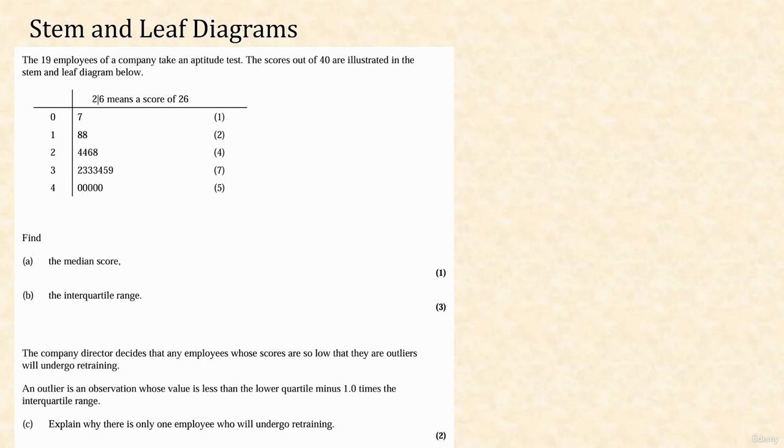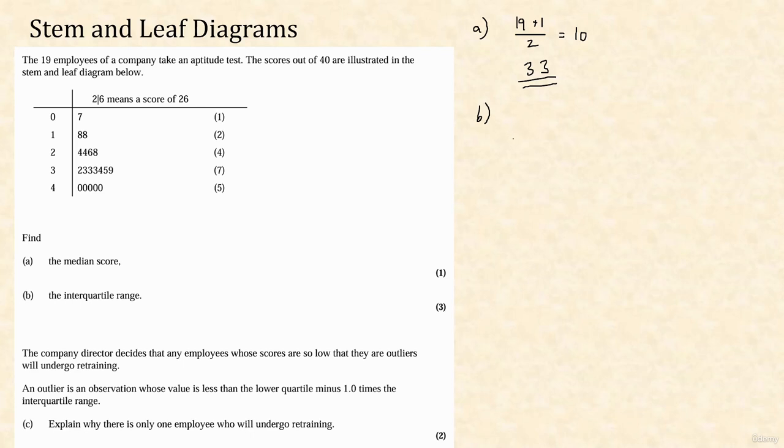We've got 19 employees. So to find the median, well, 19 plus 1 over 2 is 10. So we're looking for the 10th value. Simply count through because they're ordered: 1, 2, 3, 4, 5, 6, 7, 8, 9, 10, and that's 33. So 33 is the median score.